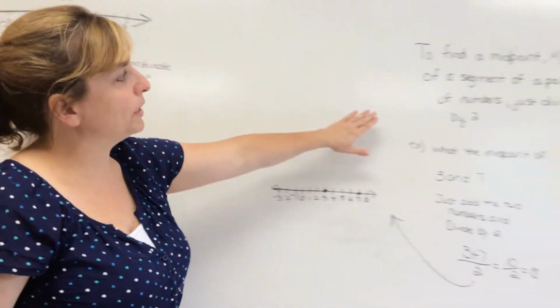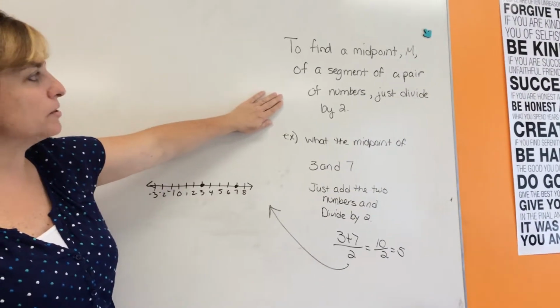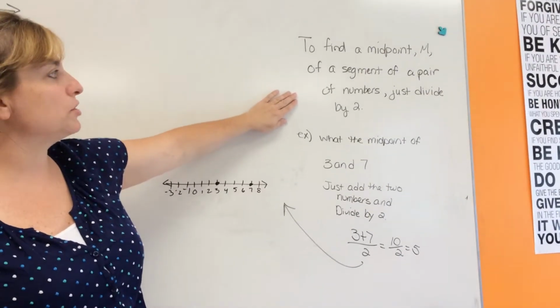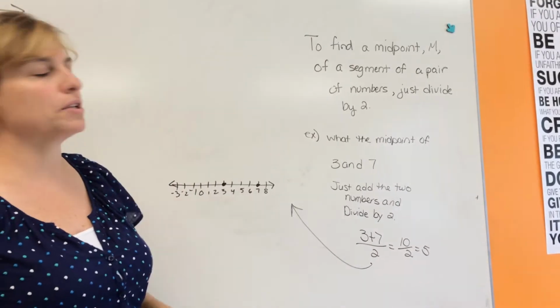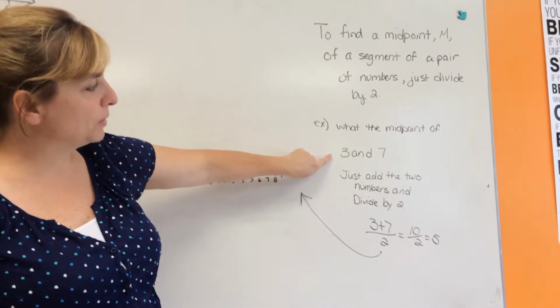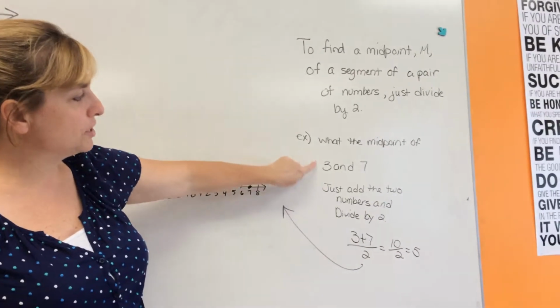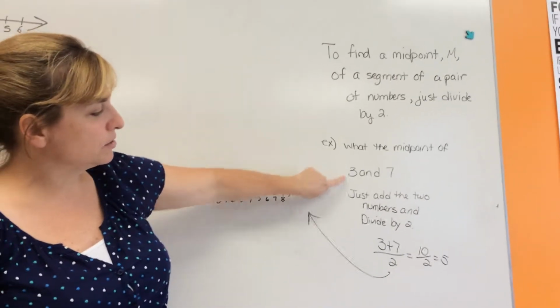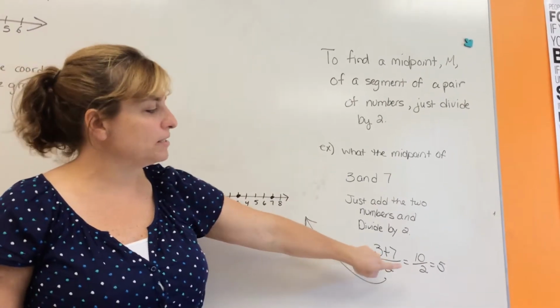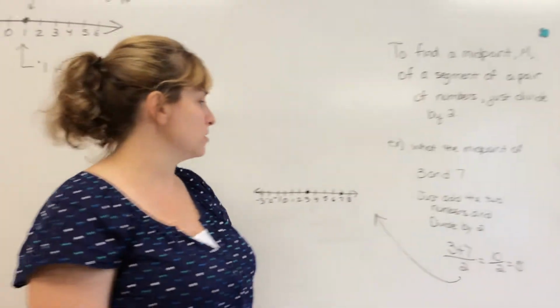We're also going to be able to figure out how to find midpoints of two numbers. So to find a midpoint M of a segment of a pair of numbers, all you have to do is add the two numbers, then divide by 2. So what's the midpoint of 3 and 7? You just add 3 and 7, so you get 10. Divide that by 2, and you're going to find that the midpoint is just 5.